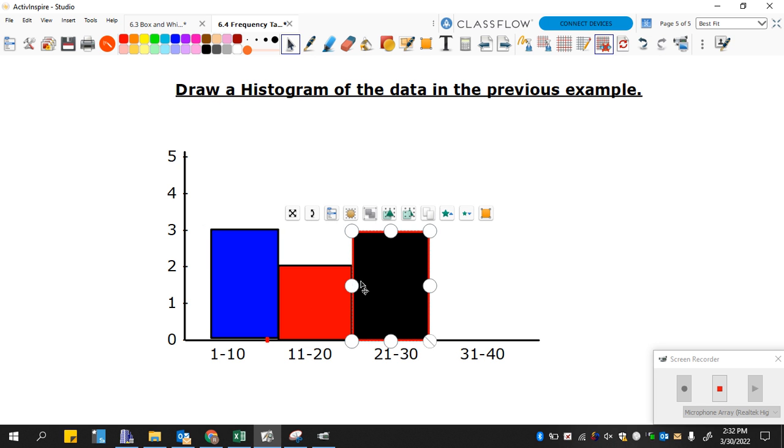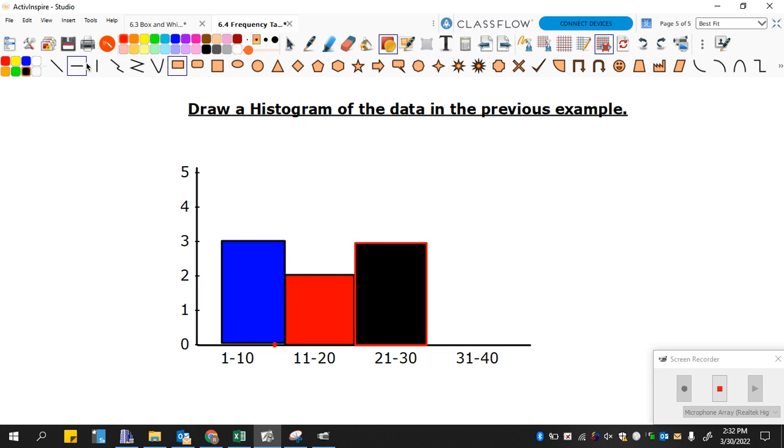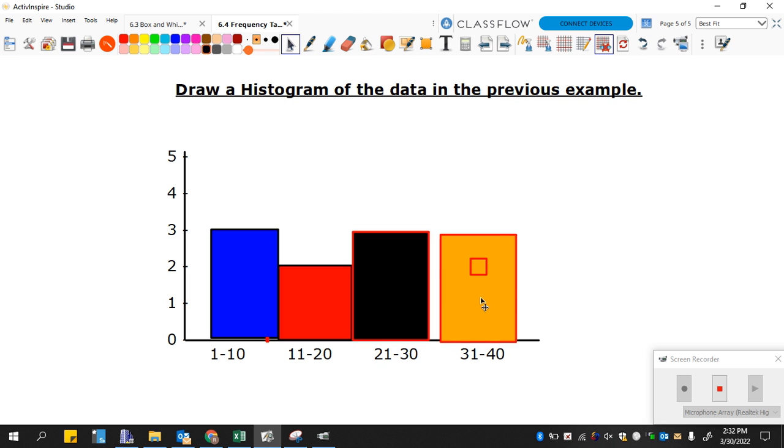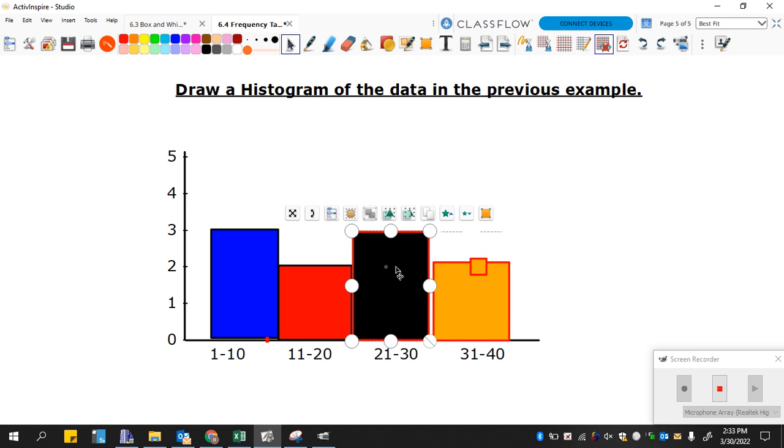And then the last one, 31 to 40, was 2 of them. And we're going to make that orange. And there's only 2 of those. I went up too high, so that goes there. Let me make this one a little bit wider. There we go. Okay, so that is a histogram.